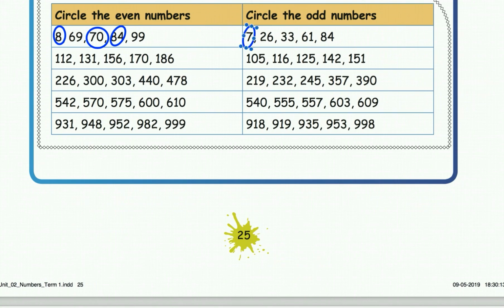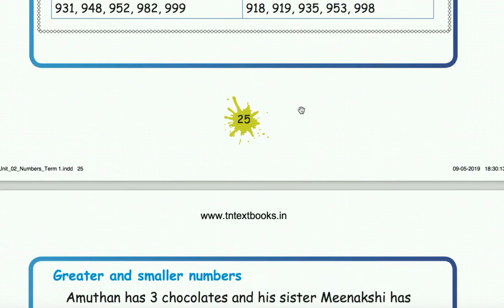Sir, I won't do for everything, right? You have to do it for yourself. 7 is an odd number, 3 is an odd number, 61 is an odd number. Whichever ends with 1, 3, 5, 7, 9 are odd. Whichever ends with 2, 4, 6, 8 are even. Similarly, you proceed for the other numbers in the table.